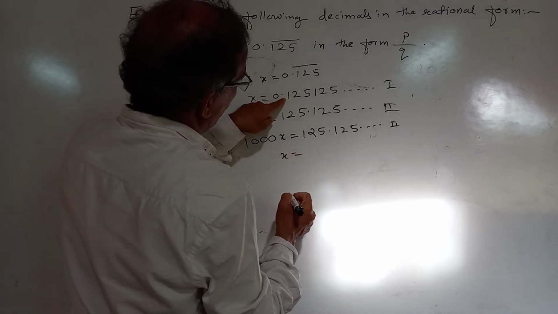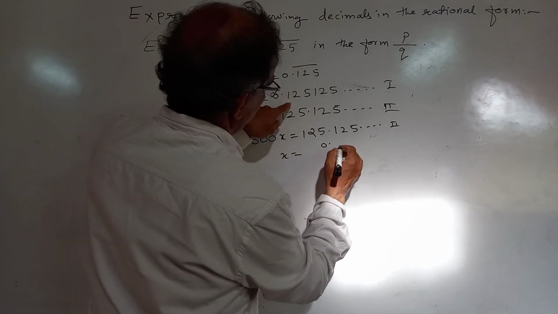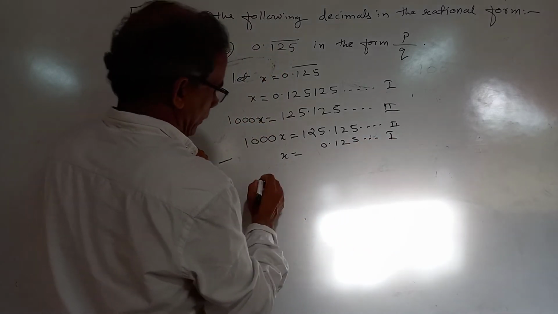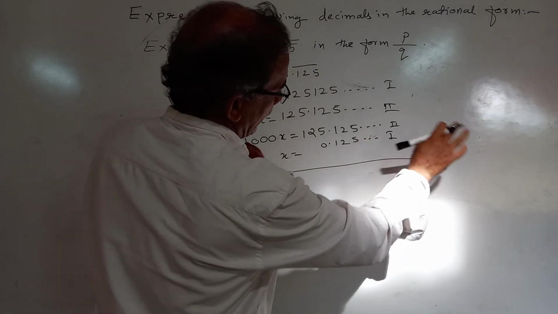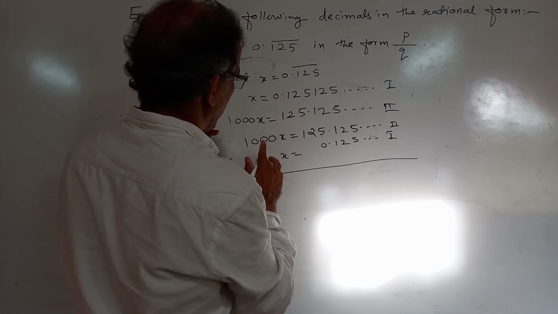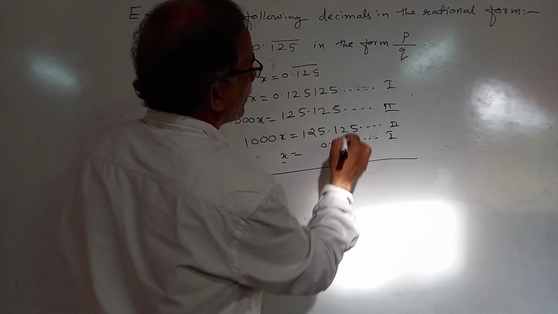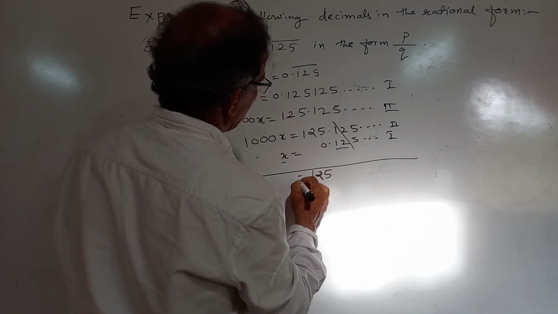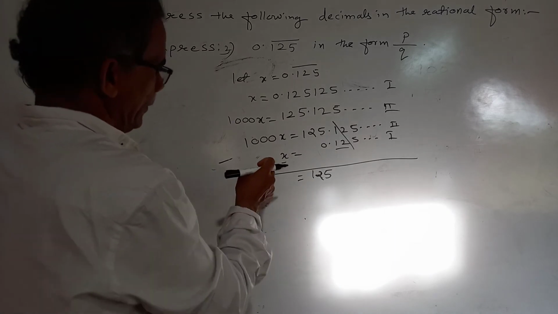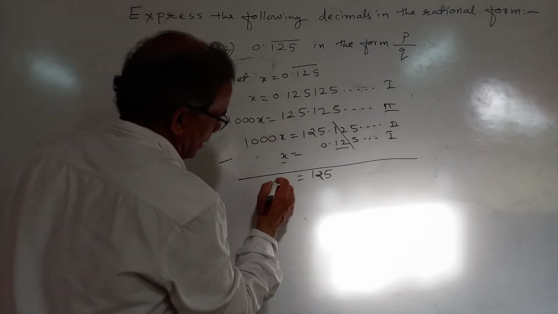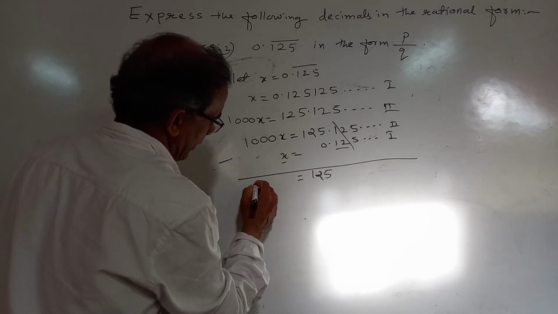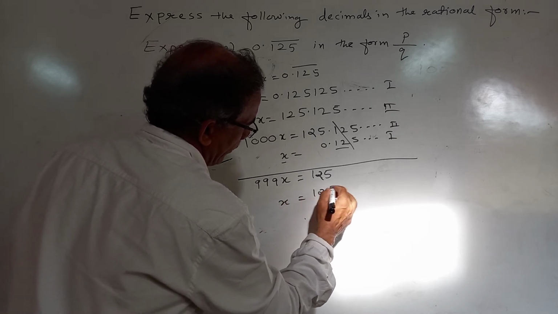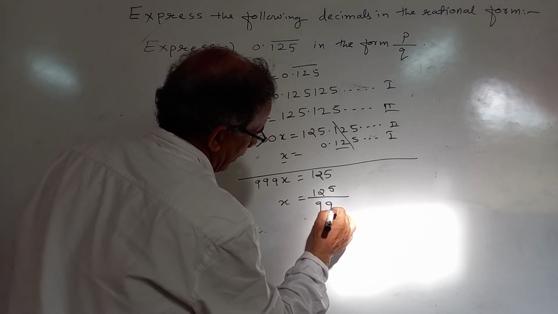x is equal to 0 point 0.125 like this, first step. If you want, you can write one more time here. So when you put minus here, this will be minus, this will be minus. This part gets cancelled. 125 remains is equal to 1000x minus x. X means it is 1x, so it is 999x. And so x is equal to 125 upon 999.